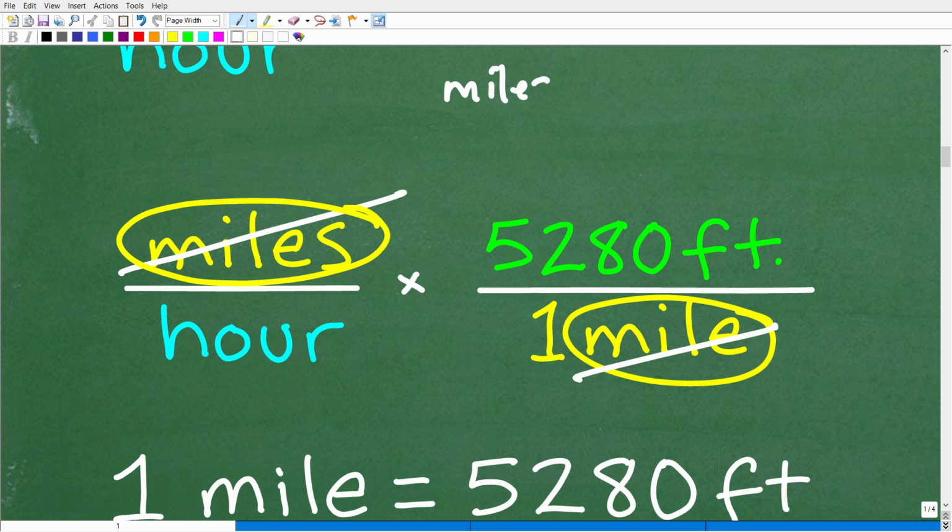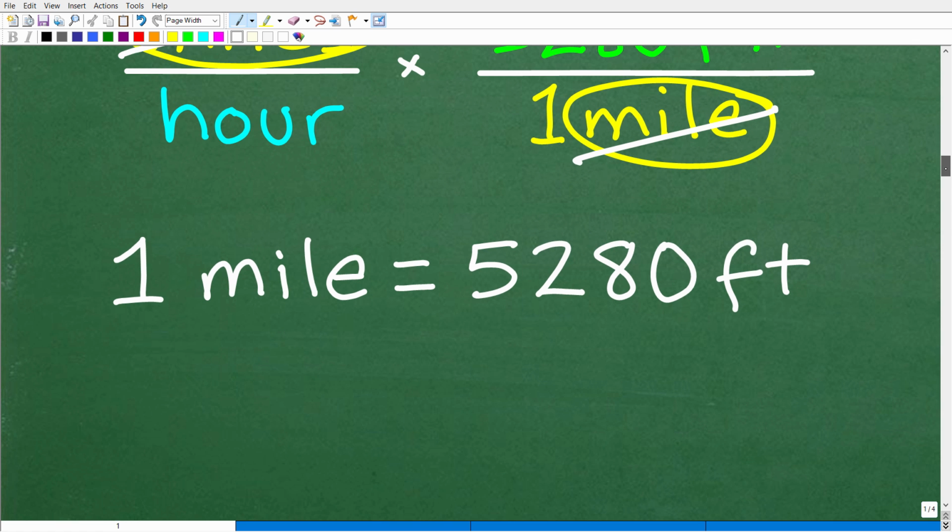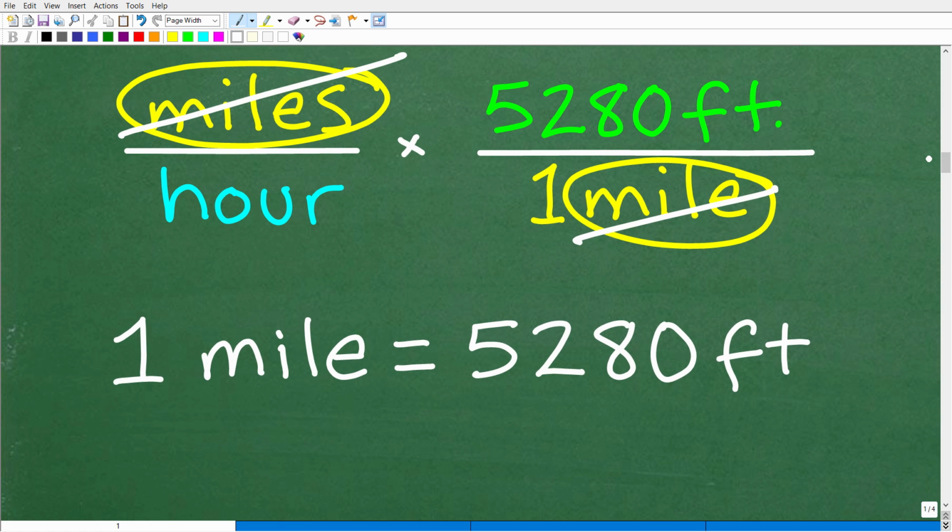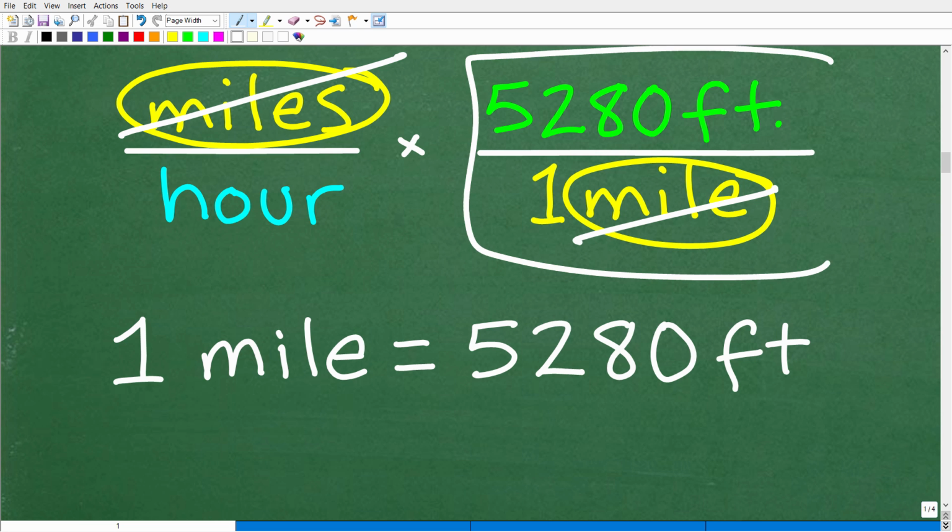So you have to be thinking, if I have miles in the numerator, I want to have miles down here in the denominator so I can get rid of those miles when I multiply. All right, so hopefully you understand that, and if you do, let's go ahead and proceed. Again, in order to know this conversion factor, you would just look it up. 1 mile is equal to 5,280 feet, 1 statute mile again, and that would be different.